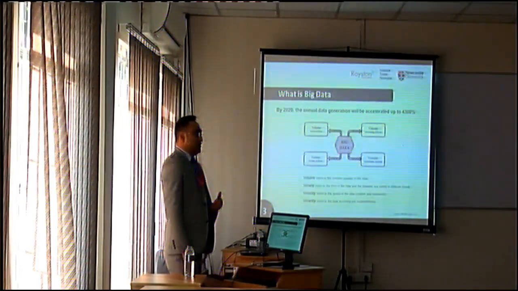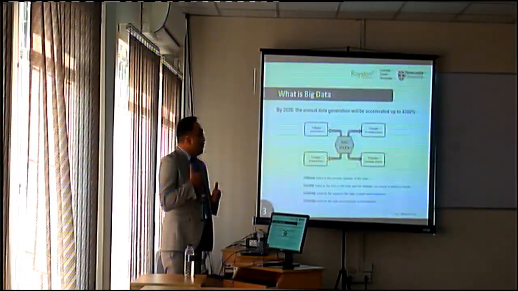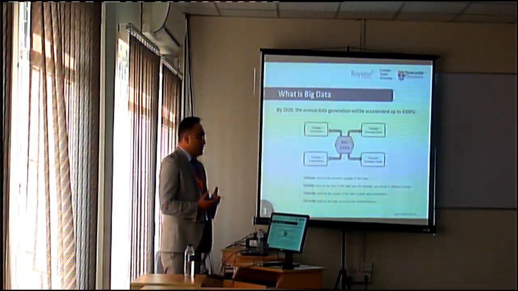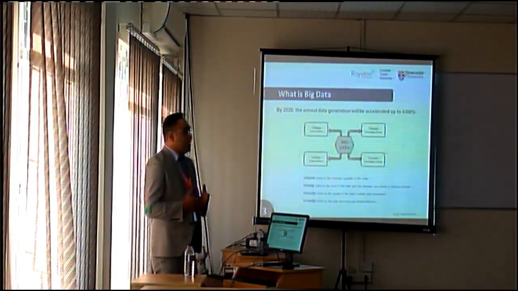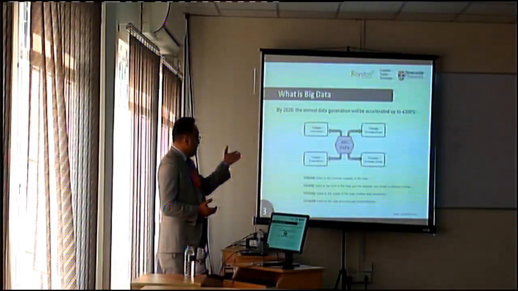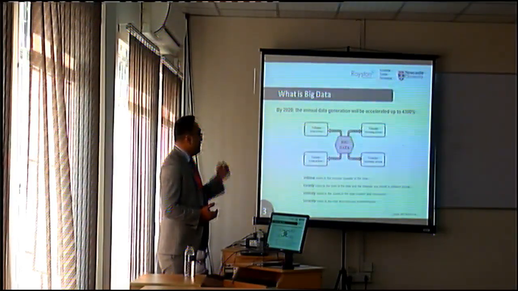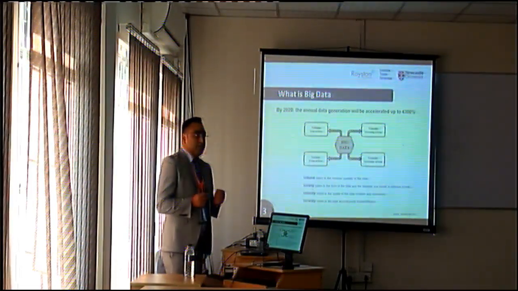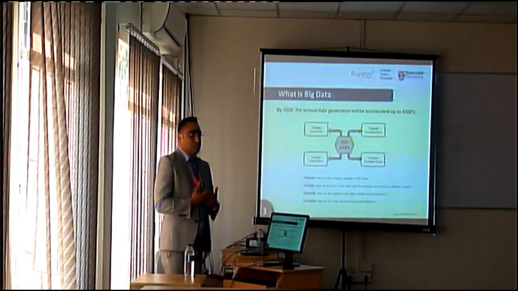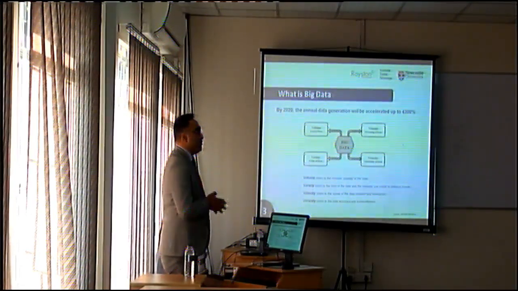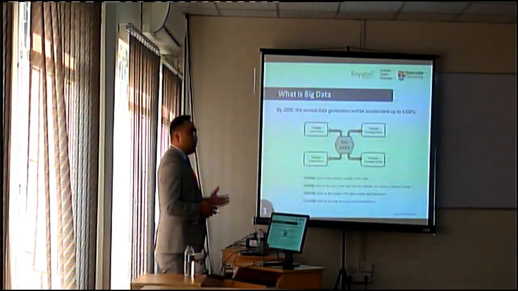Another one is velocity, how fast. We get the data very fast, right at the moment. In future, we'll get data in nanoseconds. The final one is veracity. That means uncertainty. Can you trust our data? Trust and truthful data is very important. So this is the definition of big data.